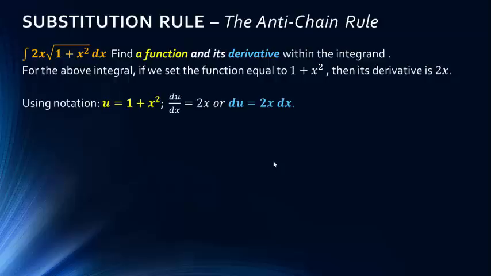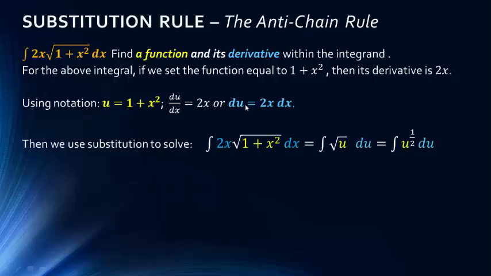So if we set u equal to our function, 1 plus x squared, then notice the derivative of u with respect to x, just the derivative of this function, is simply 2x. And if we think of the derivative notation again as a fraction or rational expression, if we multiply both sides by 2x, then I get 2x dx is equal to du.